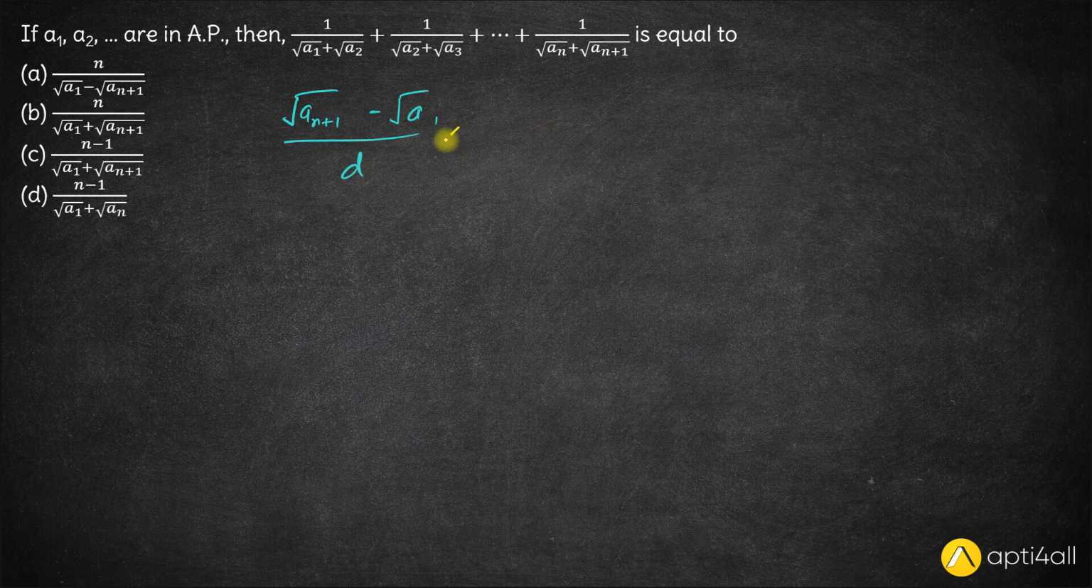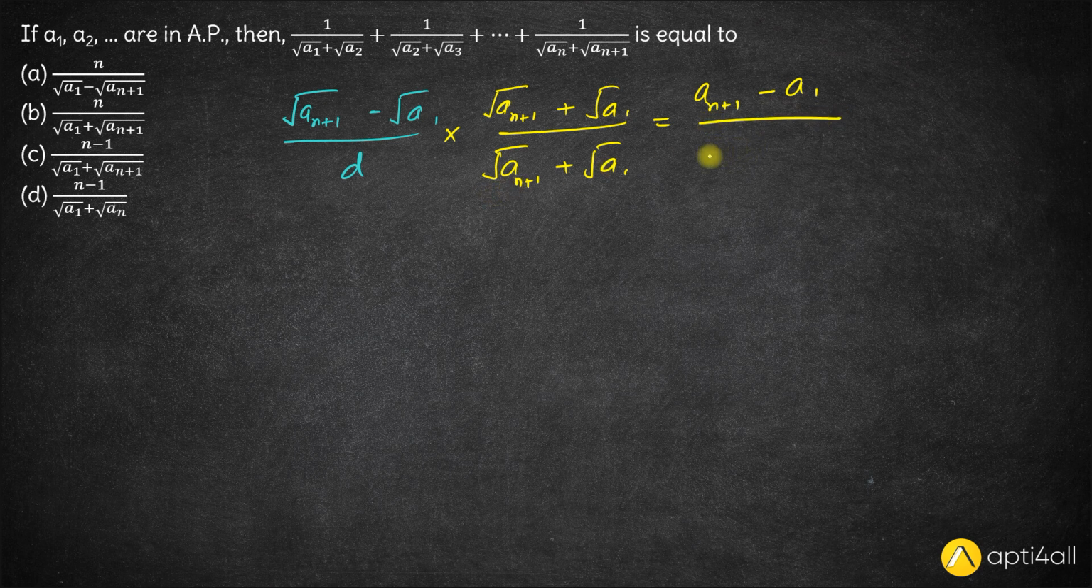Now again rationalizing, as in multiplying with the conjugate, so multiply it with root of a(n+1) plus root of a1, divided by root of a(n+1) plus root of a1. Now this will give us (a minus b) into (a plus b) is a square, as in a(n+1) minus a1 upon d times root of a(n+1) plus root of a1. Now this is what we have. Now this is the (n+1)th term.